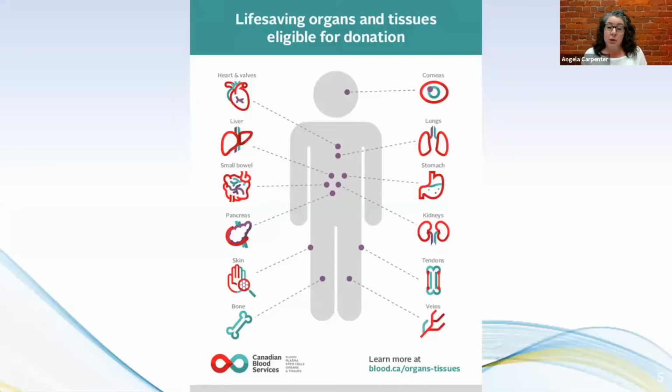And I also like to start out with a graphic just to show what organs and tissues can be donated. There are other organs and tissues that can be donated for research, but I deal with organs and tissues that are donated for transplant. The organs that can be donated for transplant are heart, liver, small bowel, pancreas, lungs, stomach, and kidneys. And then the tissues that can be donated are heart valves, islet cells, which are in the pancreas, skin, bones, corneas, tendons, and veins. So all of those can be transplanted into another person.